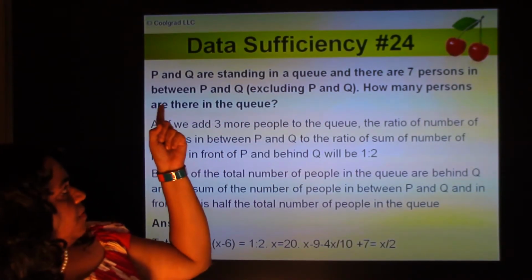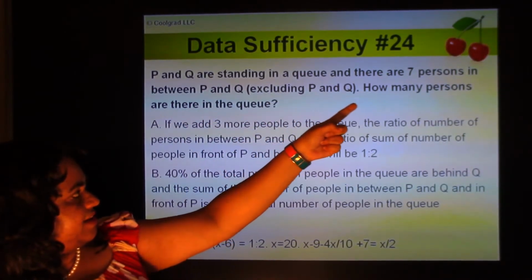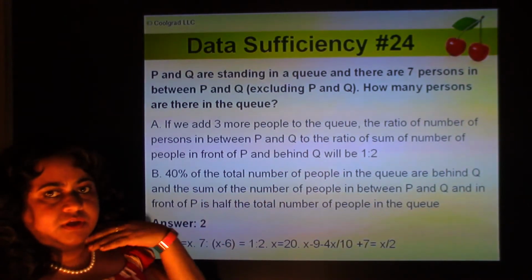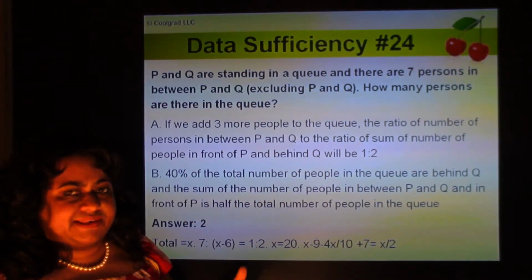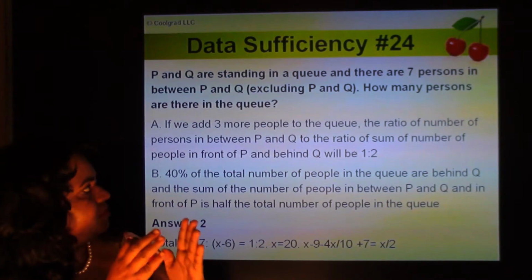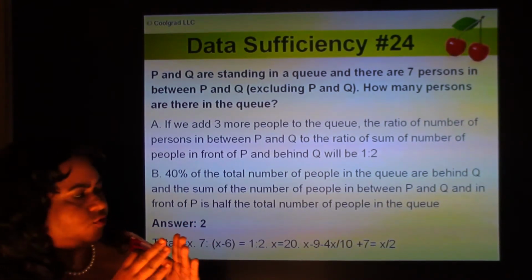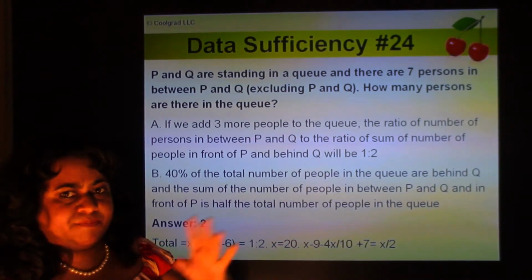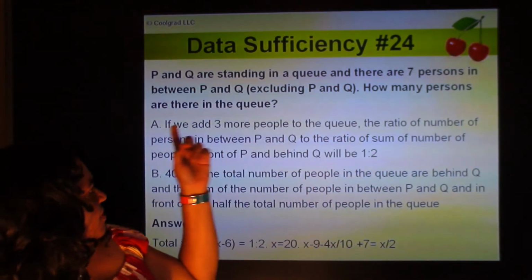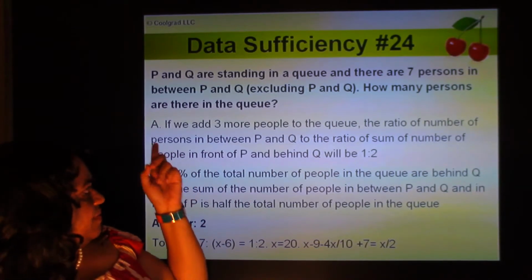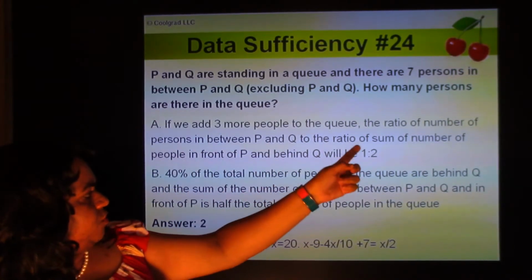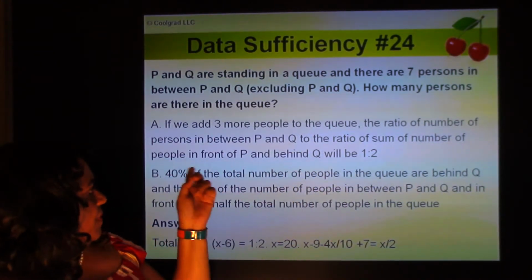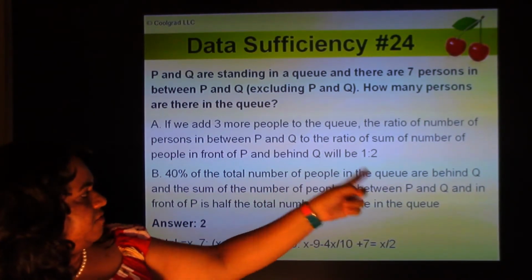Question 24. P and Q are standing in a queue and there are 7 persons in between P and Q, excluding P and Q. So there's a big queue, people are standing, there are 2 persons, P and Q, and there are 7 persons in between P and Q, excluding P and Q. How many persons are there in the queue? Statement A. If we add 3 more people to the queue, the ratio of the number of persons in between P and Q to the sum of the number of people in front of P and behind Q will be 1:2.